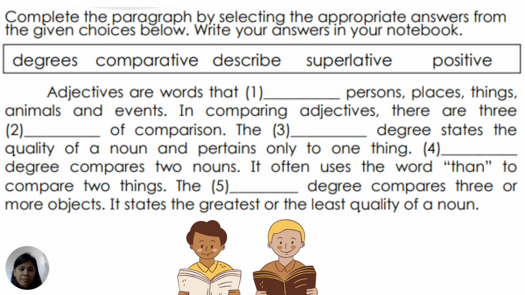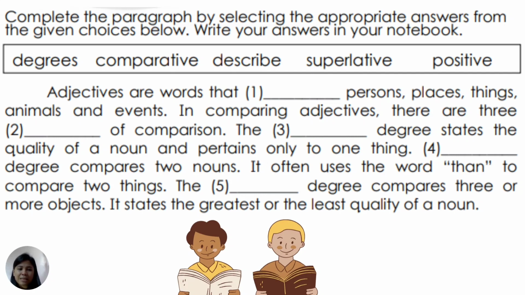Now, complete the paragraph by selecting appropriate answers from the given choices below. Write your answers in your notebook or paper. Degrees, comparative, describe, superlative, and positive. Adjectives are words that blank persons, places, things, animals, and events. In comparing adjectives, there are 3 blank of comparison.